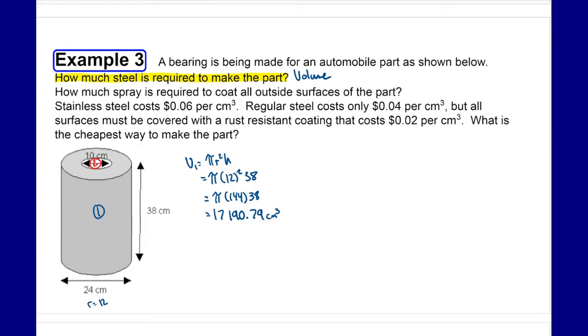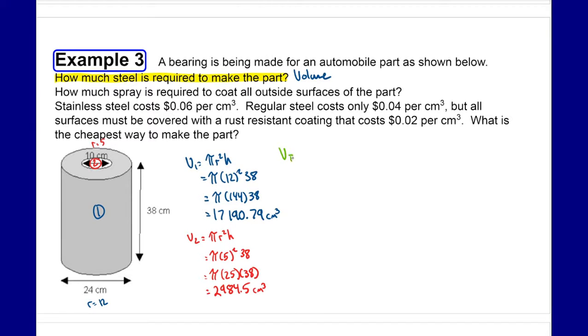centimeters cubed. For the second volume, volume 2, again, because it's still a cylinder, pi r squared h. Here the radius is 5, or half of 10. So pi times 5 squared times 38, or pi times 25 times 38. Remember to do that exponent first. Get 2,984.5 centimeters cubed.